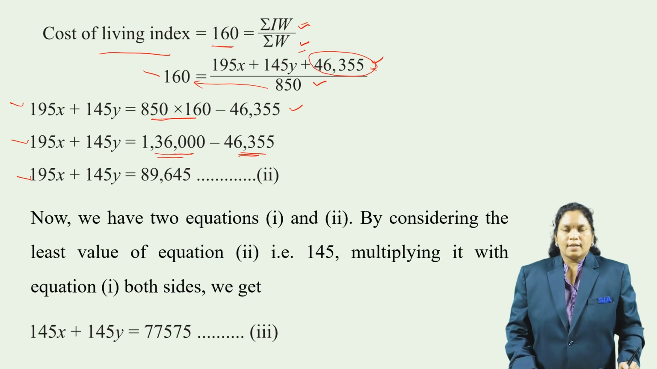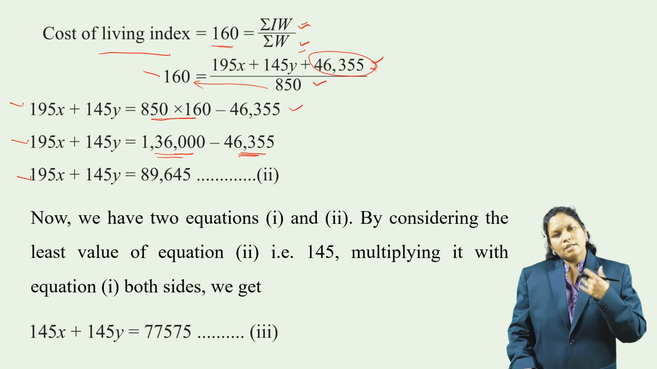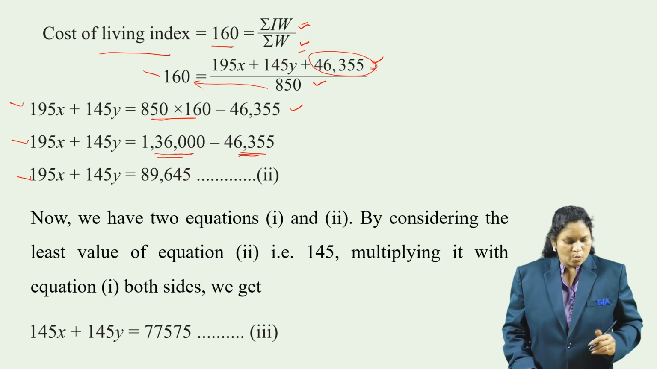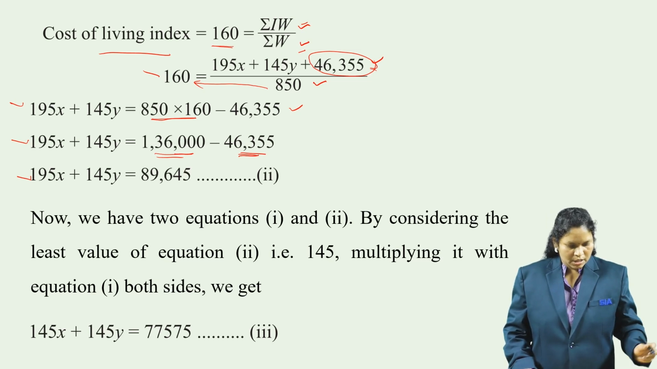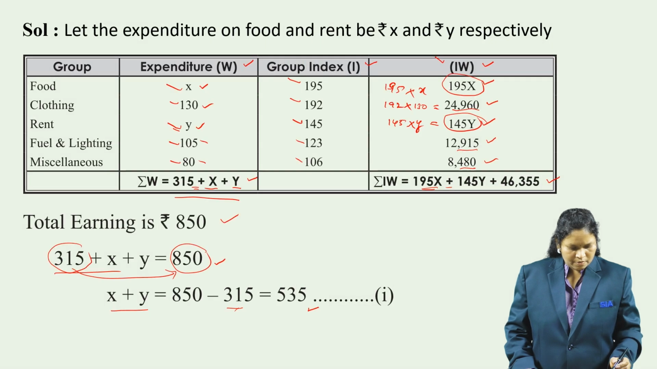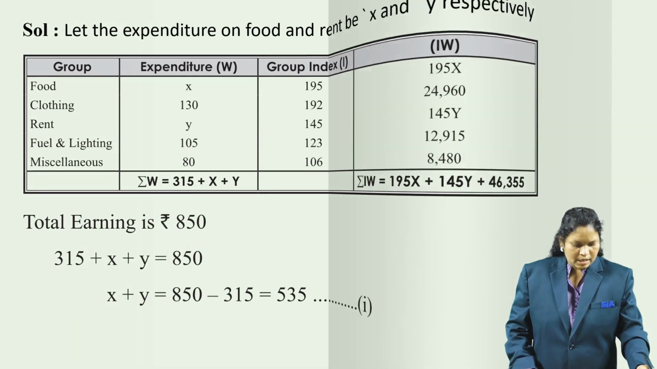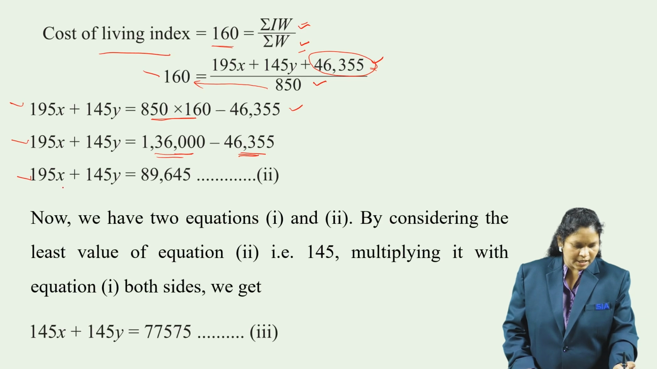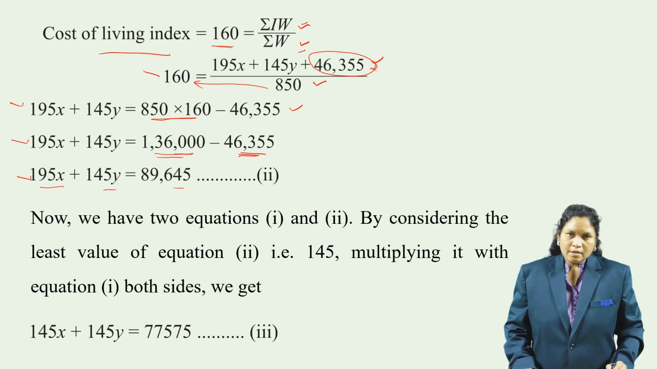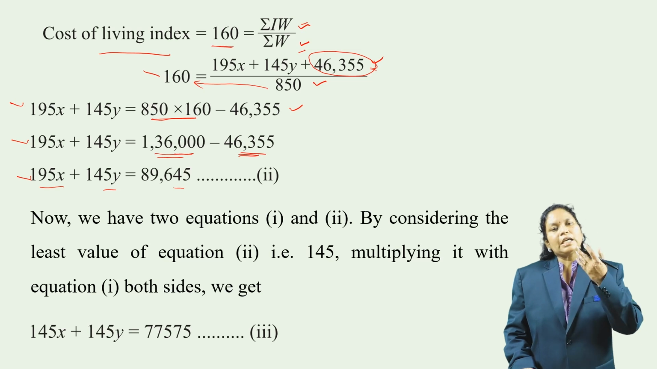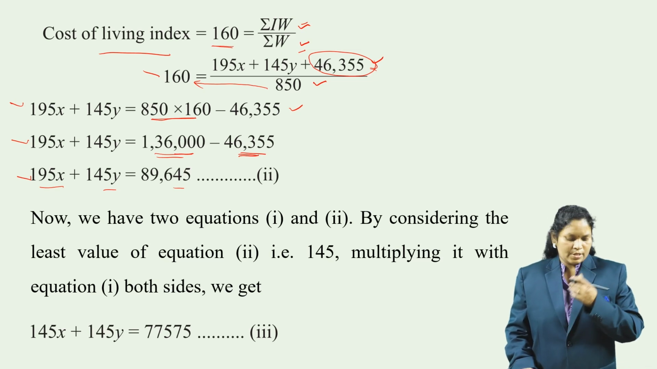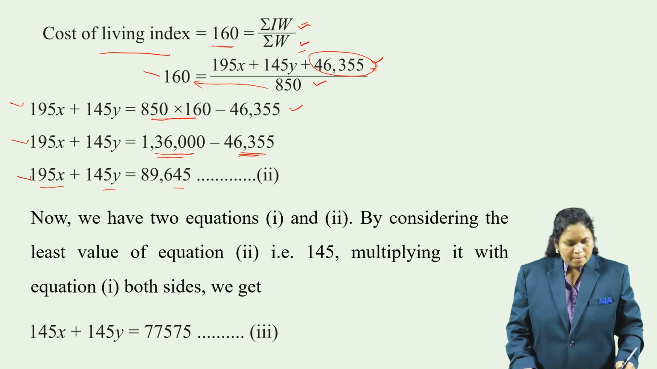So what I do here is I'll make one of the values equal from both the equations, then I'll solve those equations. So what I'm doing here is I'm checking out equation 1. What we have, equation 1, x plus y is equal to 535. Now the second equation, 95x plus 145y is equal to some value. So either we have to make equal x values or y values. So here what I am doing is I am making equal y values.